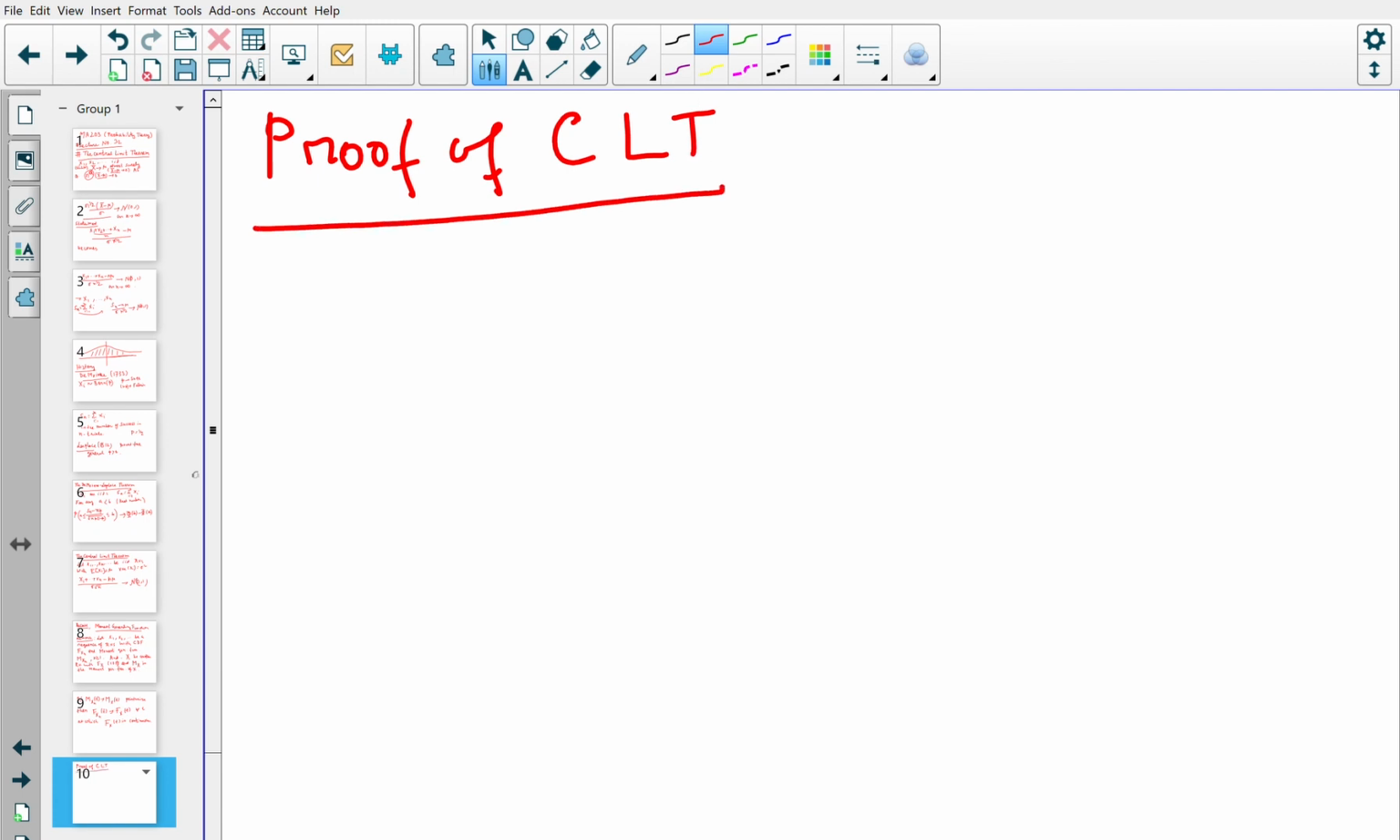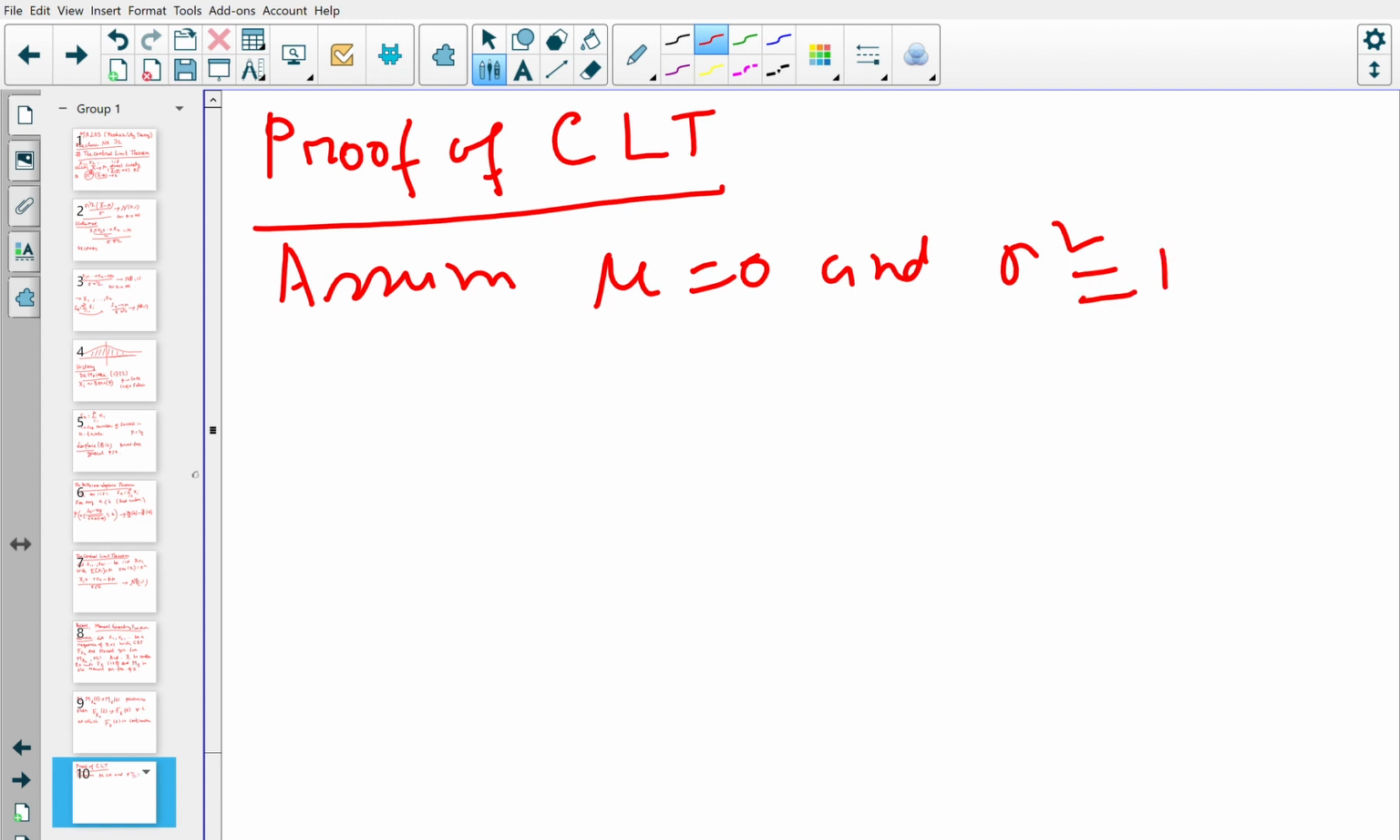So what is the general strategy? Let me just assume first a special case: assume that mu equals 0 and sigma squared equals 1. If you prove this for mu equal to 0 and sigma squared equal to 1, then we can obviously generalize it to general mu and sigma. Okay, so this is my assumption.